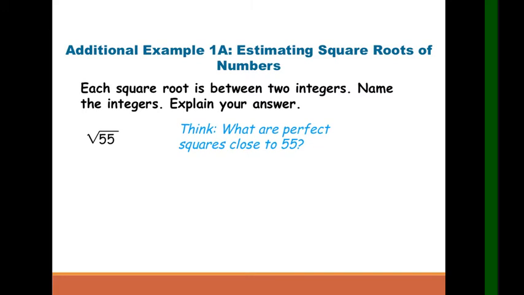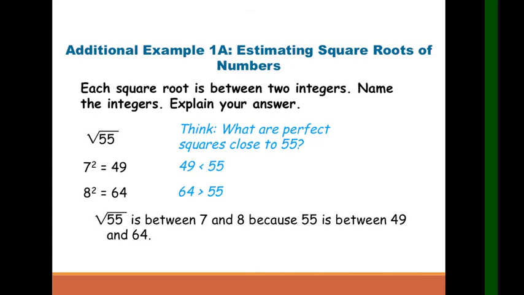Ano yung mga perfect square na close sa 55? So kung iisipin natin yan, ang unang maisip natin is 7 squared. Ang 7 squared is equal to 49 at malapit siya sa 55. So 49 is less than 55. Ang isa pang maisip ko dyan, syempre, after ng 7 ay 8. Dahil ang 8 squared ay 64. And 64 is greater than 55.